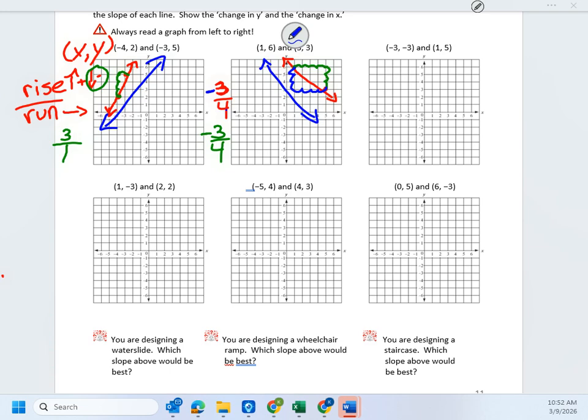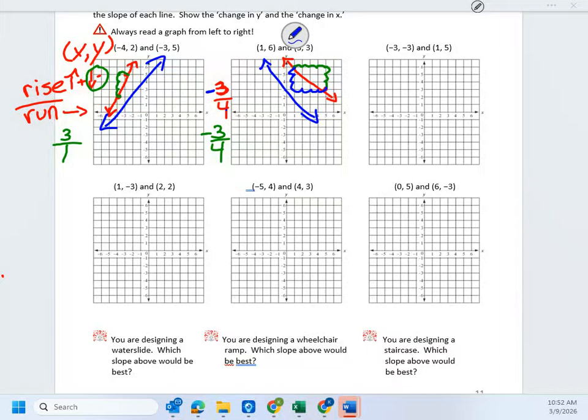Always, always, always put that rise on top, the run on the bottom. That's why I put arrows next to my words, so I remember that rise is the up and down, and the run is going across. One of the most common mistakes students make is they forget that going down is negative.